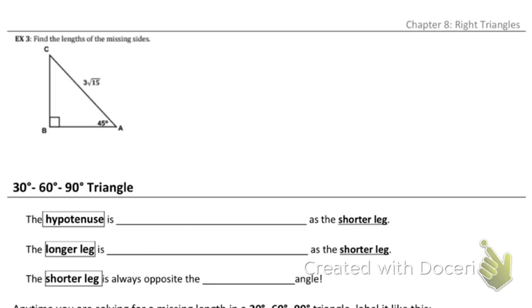There is no way to simplify it from there. So now let's number that. We're just going to write s square root of 2 equals 3 square root of 15. Now we need to solve.